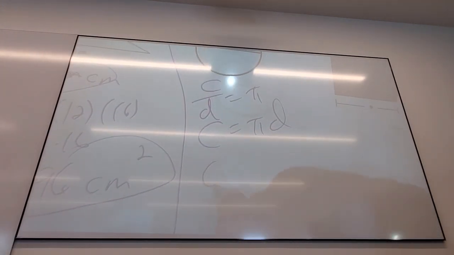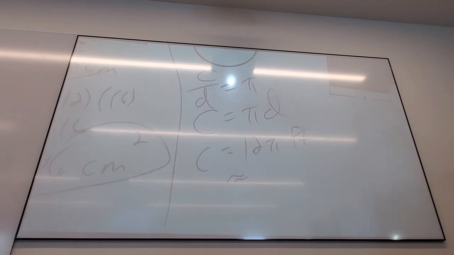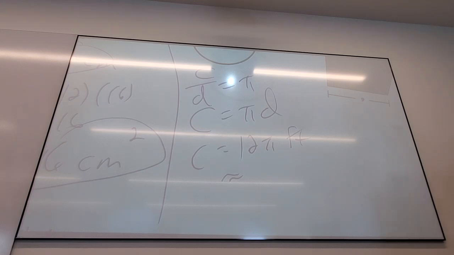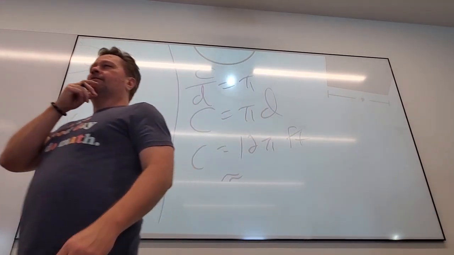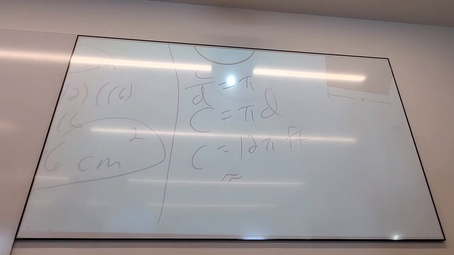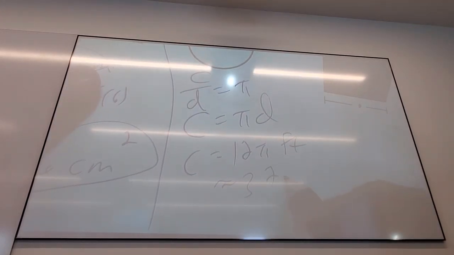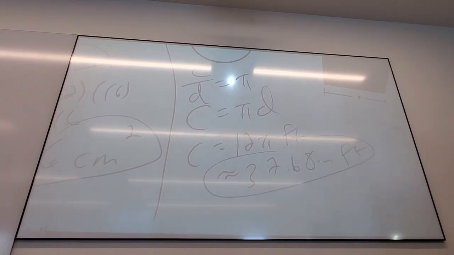So then if I throw this in, what's the diameter? 12 pi feet. And then if I approximate it in my calculator, what do you guys get? Is it 36.4 or something? 37.68. 37.68, okay. Blah, blah, blah, blah. What about the area of a circle?